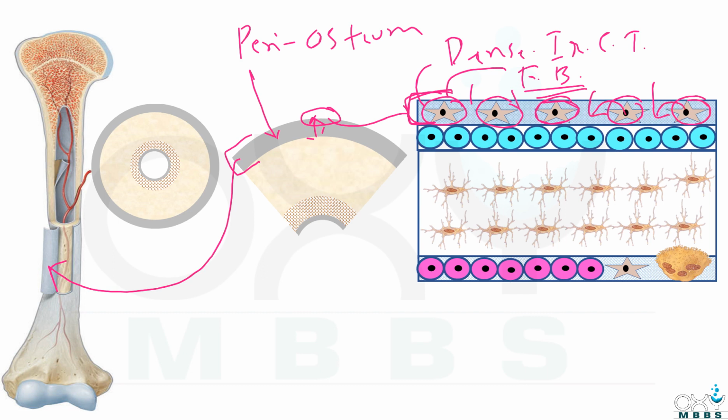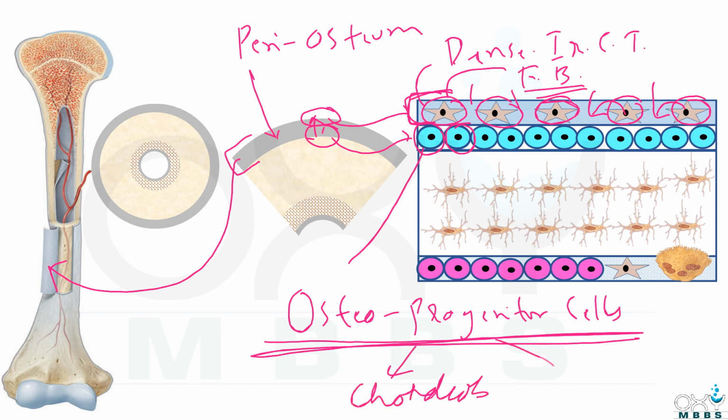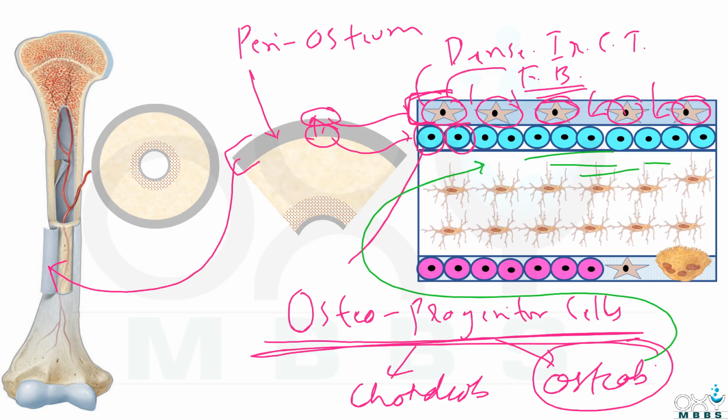And the inner layer of the periosteum contains mainly osteoprogenitor cells. These are which cells? These are osteoprogenitor cells, as these osteoprogenitor cells can convert into chondroblast as well as osteoblast cells. And the function of the osteoblast cell is to secrete collagen fibers in the matrix, and these osteoblast cells also help in the mineralization of the bone.